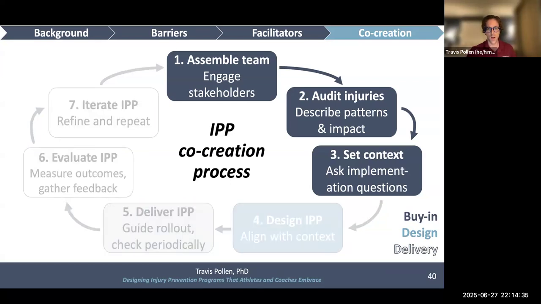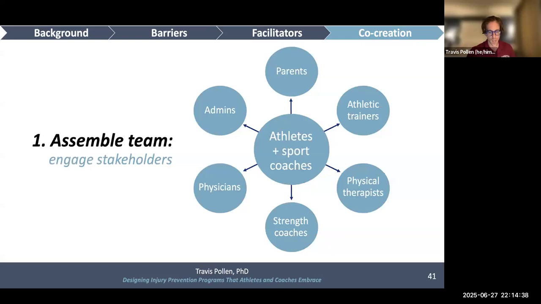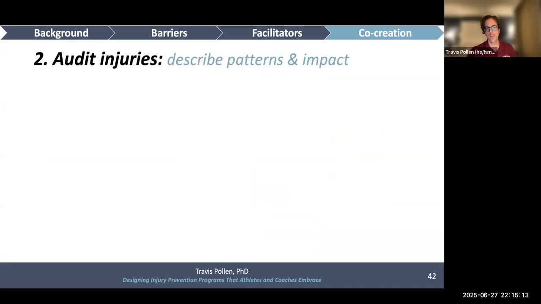The first step here is to assemble the team that we're going to collaborate with and co-create with. This team should consist of all of the stakeholders we talked about before who are involved in the injury prevention program. We're talking about the athletes and sport coaches, maybe parents in youth sports, athletic trainers, physical therapists, strength and conditioning coaches, physicians, administrators, and maybe there are even other members of your team that I left out. But the idea is that we're starting with this step because we're going to be able to leverage that collaborative process facilitator that we talked about at the beginning. The next step is the injury audit.